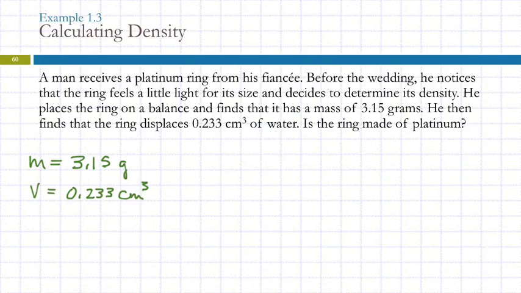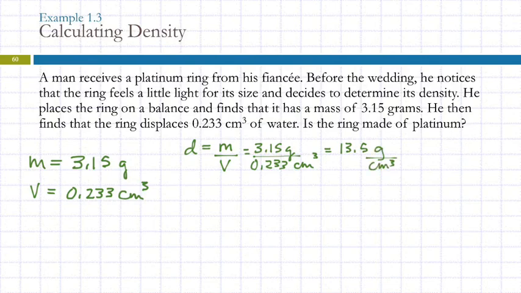So hopefully we remember that density can be used to identify a substance. So we have the mass and the volume. We could calculate the density. Maybe we should do that. So density is mass divided by volume. So we're going to take the mass, 3.15 grams, divide by the volume. I brought my calculator today. And so this equals 13.5 grams per cubic centimeter.